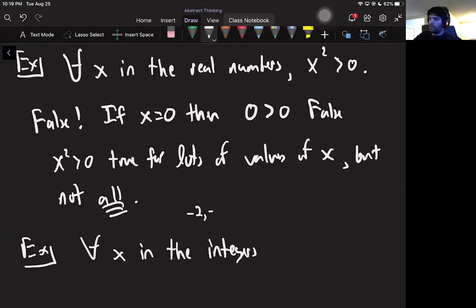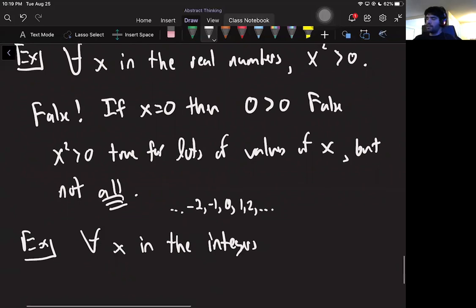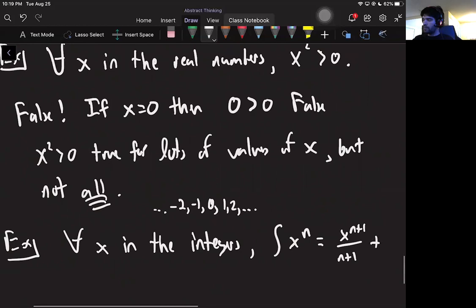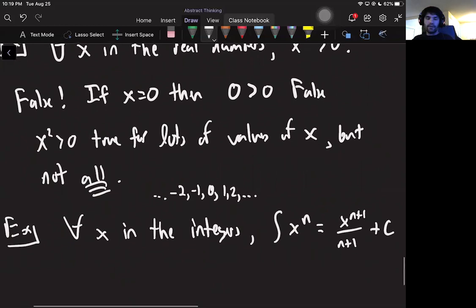So it could be like -1, -2, 0, 1, 2, and so on, like that in both directions. So for any x in the integers, the integral of x to the n, remember this rule? What do you do? You add 1 to the power and you divide by it, plus c. So is this true or false?